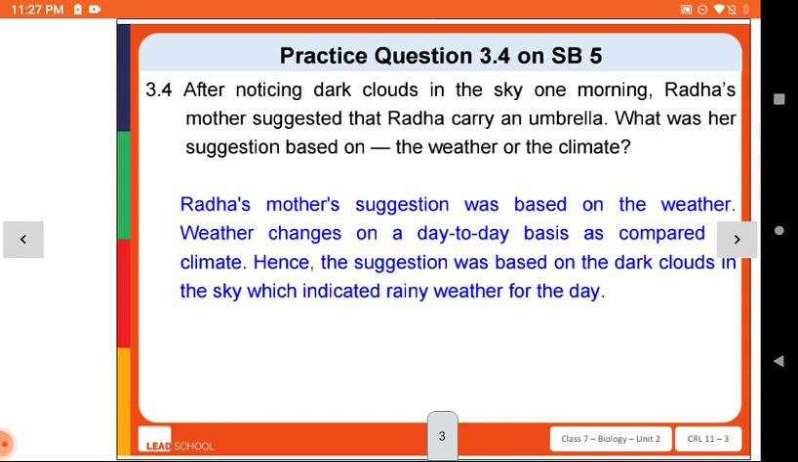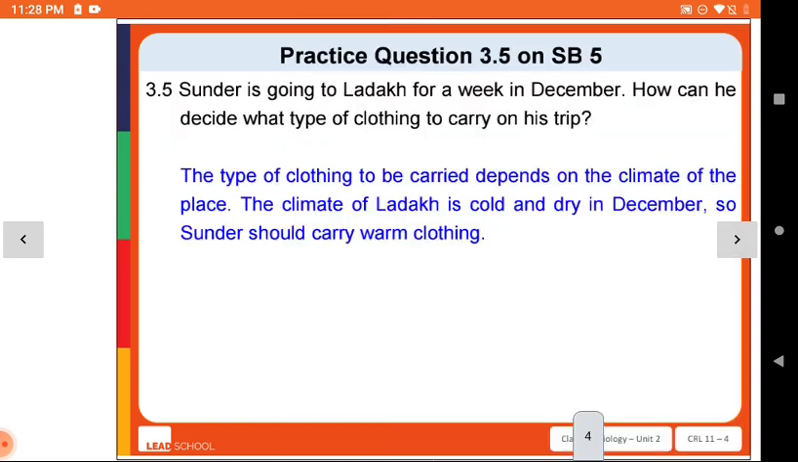The next one: after noticing a dark cloud in the sky one morning, Radha's mother suggests that Radha carry an umbrella. Was her suggestion based on weather or climate? Radha's mother suggests it based upon weather, because weather changes day to day compared to climate. She suggests it based upon the dark cloud in the sky, which indicates rainy weather for a day.